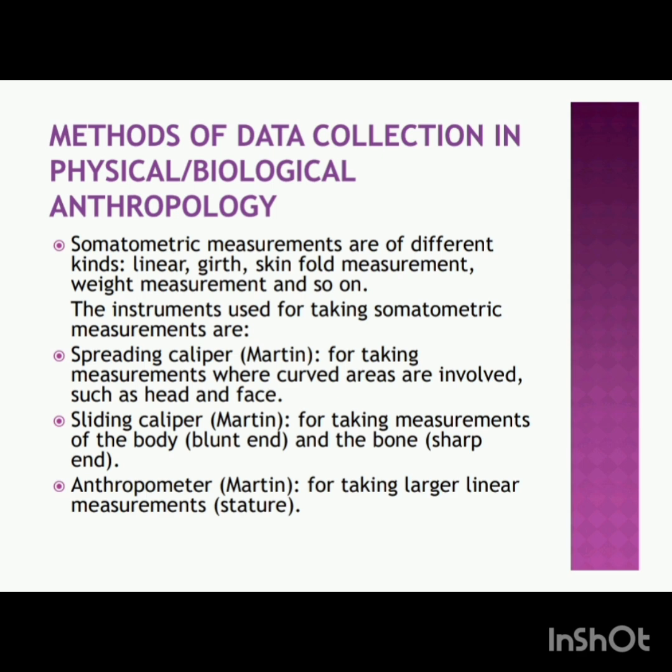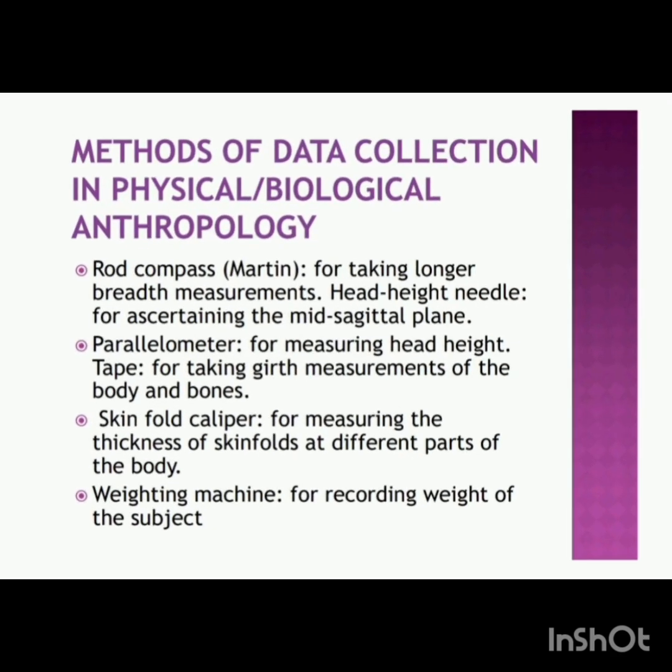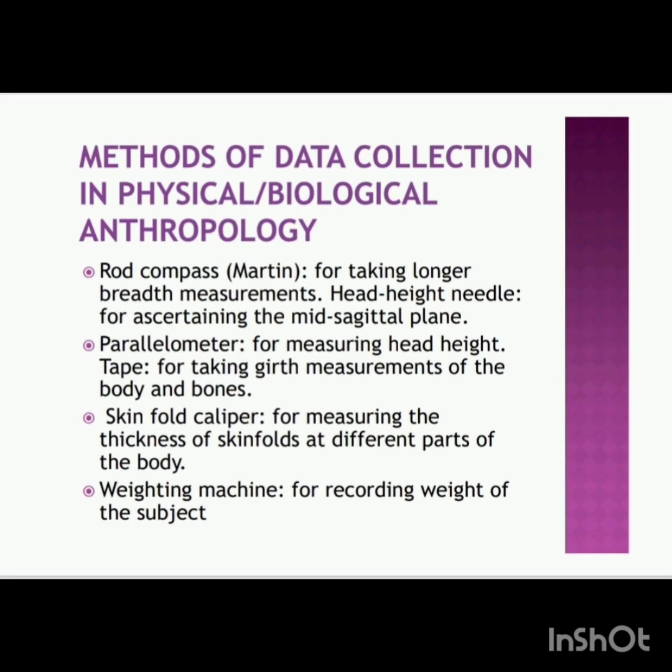Here you see the picture of the anthropometer. Rod compass for taking longer breadth measurements, head height needle for ascertaining the mid-sagittal plane, parallelometer for measuring head height, tape for taking girth measurements of the body and bones, skinfold caliper for measuring the thickness of skin folds at different parts of the body, weighing machine for recording weight of the subject.